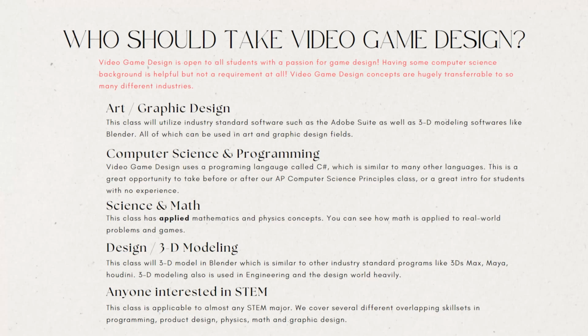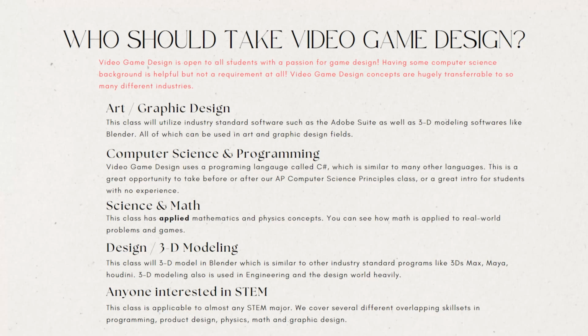If you have interest in computer science and programming, we use a programming language called C#, which is similar to many other programming languages. Once you learn one programming language, it's easier to learn another. So this class is a great gateway to taking AP Computer Science Principles, or if you've already taken AP Computer Science Principles, this class is a great class to take after because you can build on what you've learned.